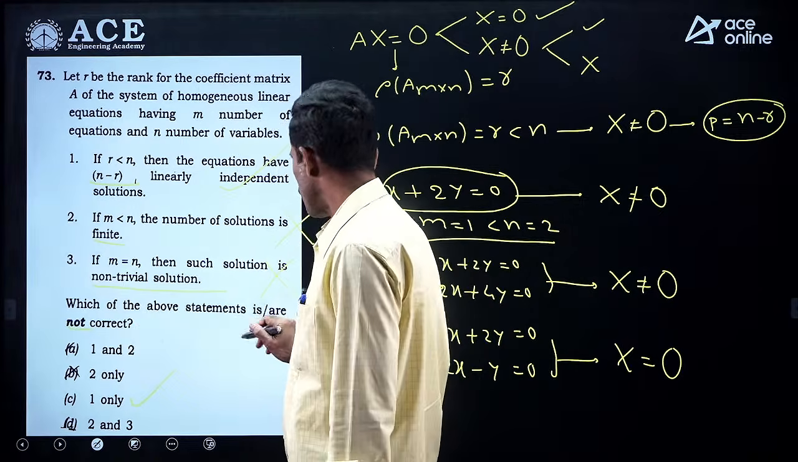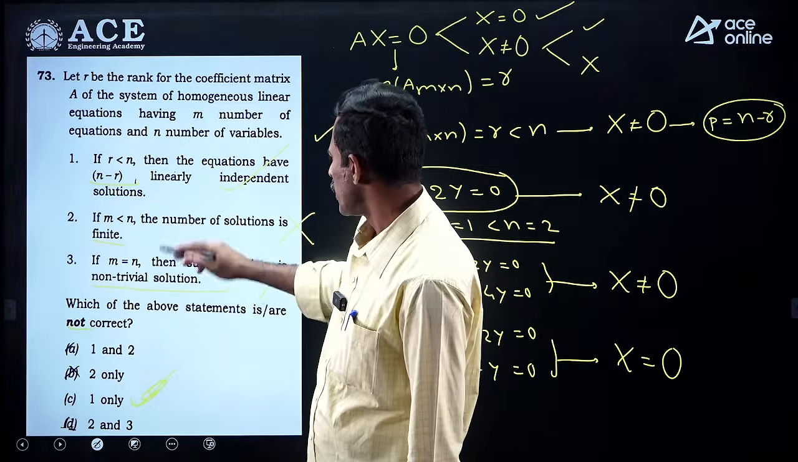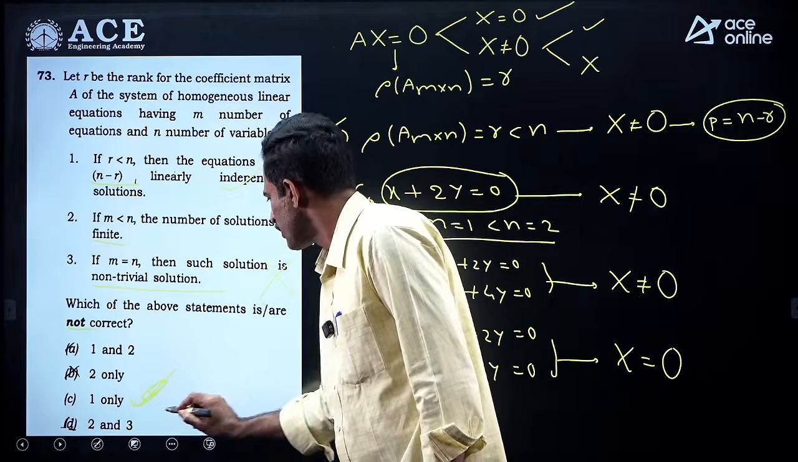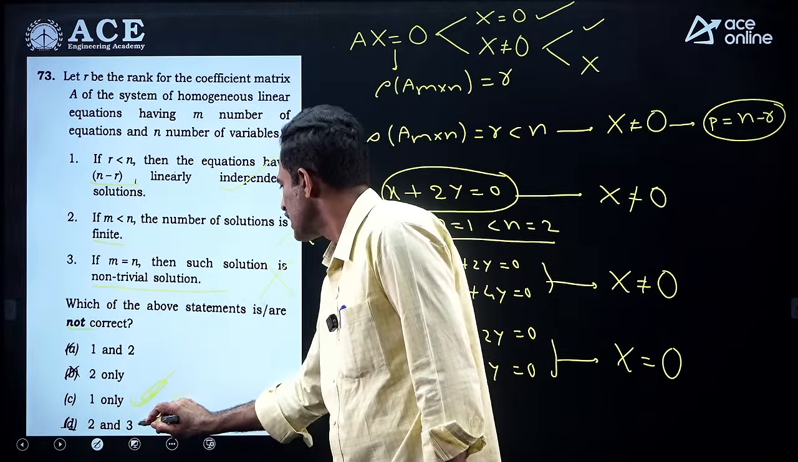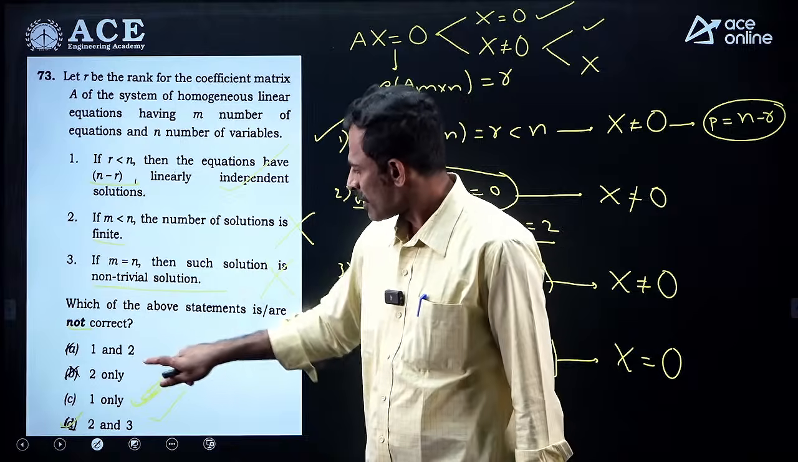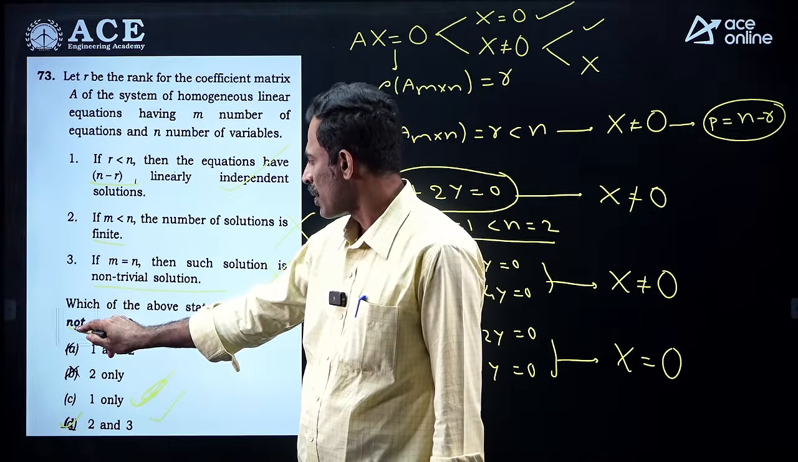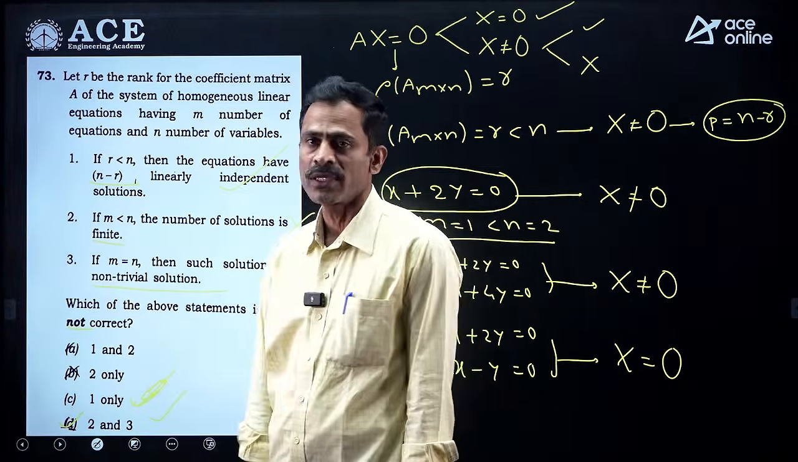We are asked to choose the not correct one. Not correct means this is wrong. Statements 2 and 3 are wrong statements. Therefore, D is the correct answer. If you want to choose a correct statement, then 1 is the correct one. But we are asked to choose a wrong statement, not a correct statement. That is why D is the correct answer.